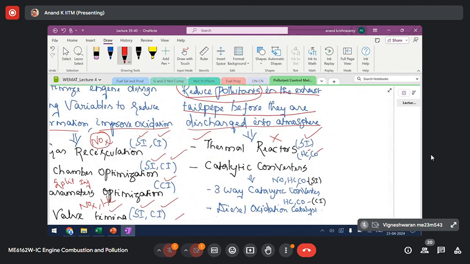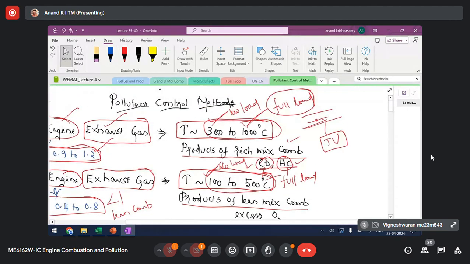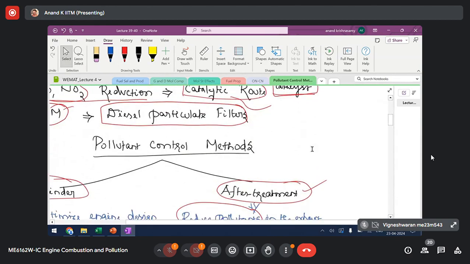to reduce HC and CO. But as I said, this is an ineffective method because exhaust gas temperature varies, as indicated here. From no load to full load, it varies. It may be as low as 300 degrees at low load condition. So when the temperatures are less, that method is not effective.